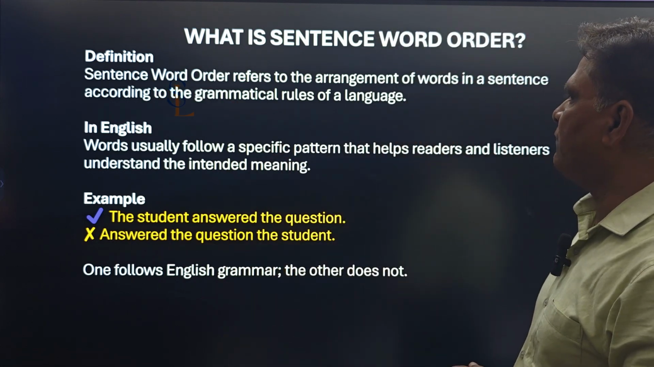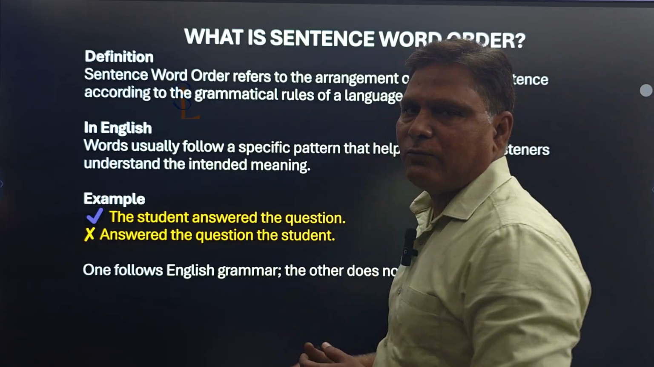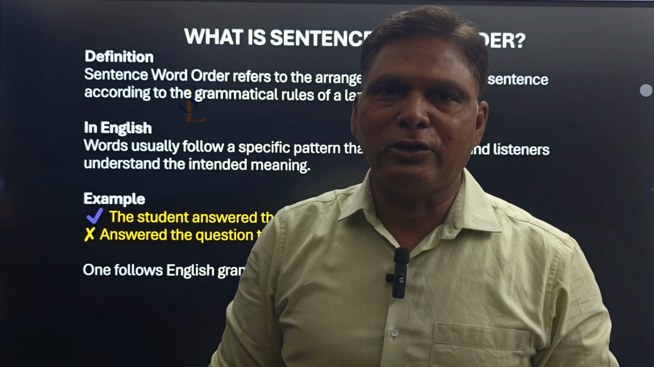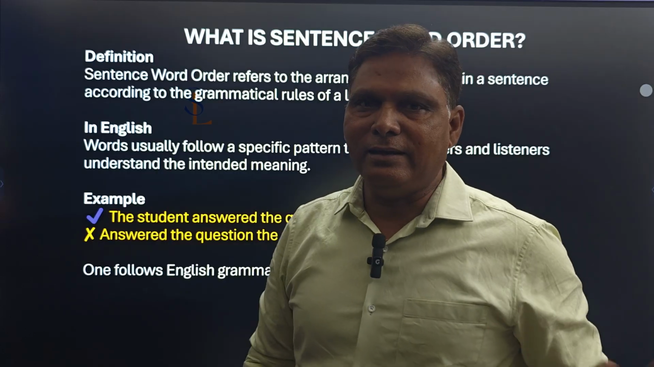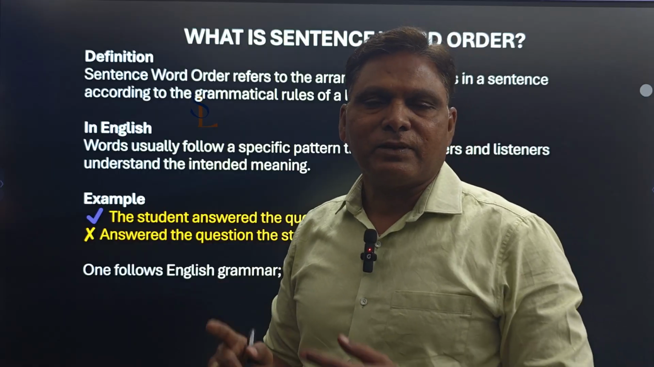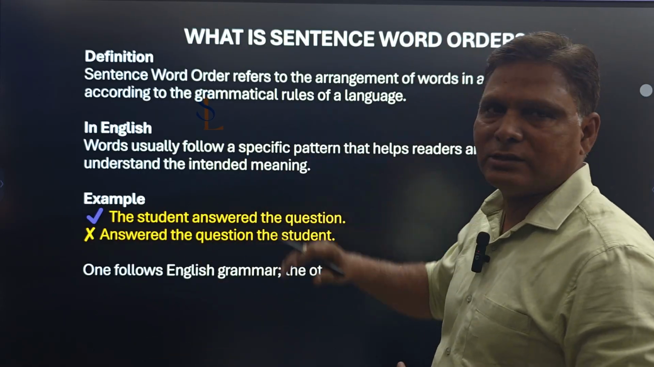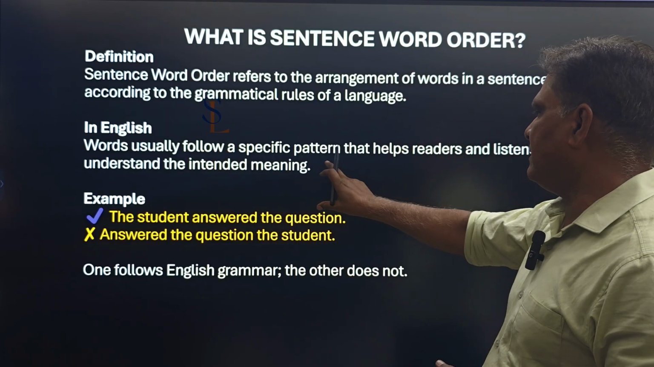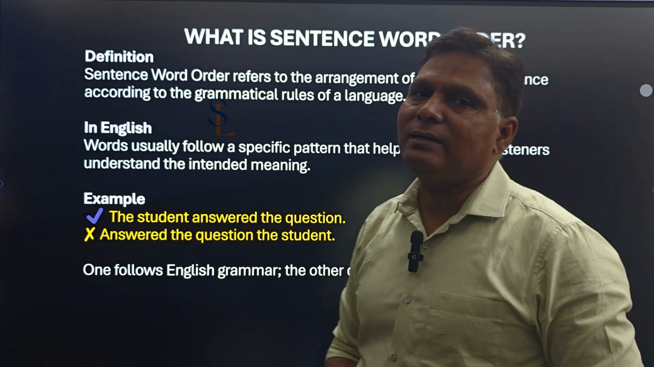Sentence word order refers to the arrangement of words in a sentence according to the grammatical rules of the language. There are so many grammatical rules, and don't worry, don't jump to conclusions, don't jump into grammar now, because I'm going to talk about grammar in another series. This series is only talking about sentence, subject, predicate, and sentence word order. So we will talk about grammatical rules very soon. And in English, words usually follow a specific pattern that helps readers and listeners understand the intended meaning.